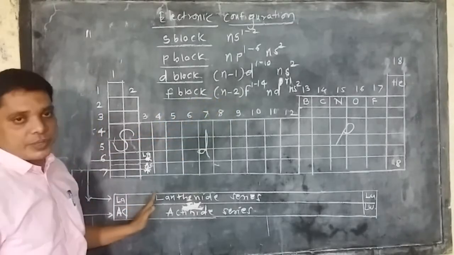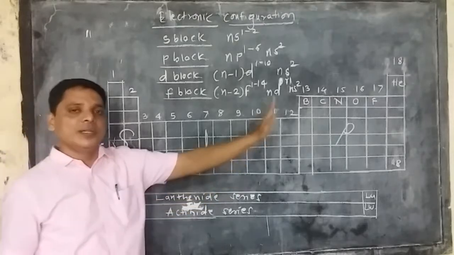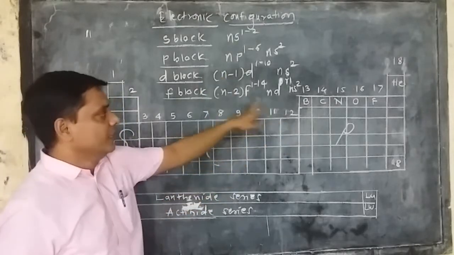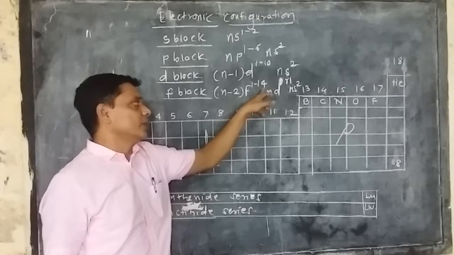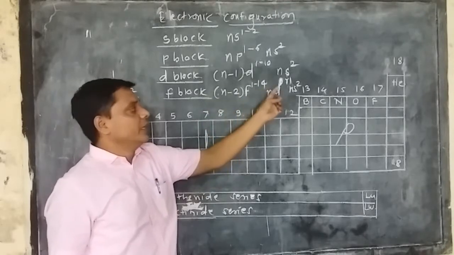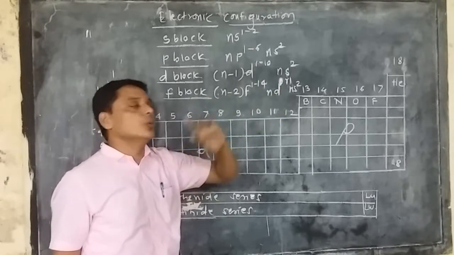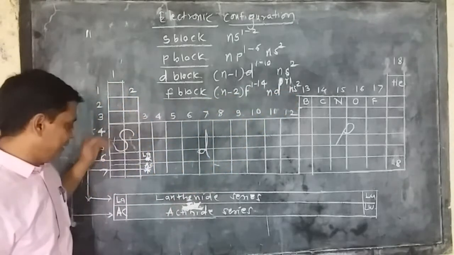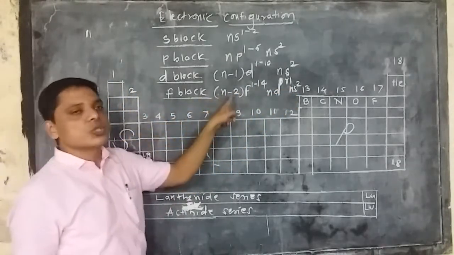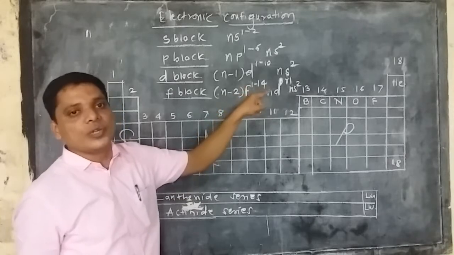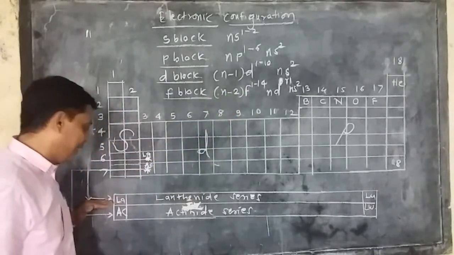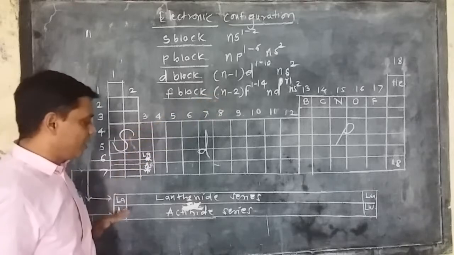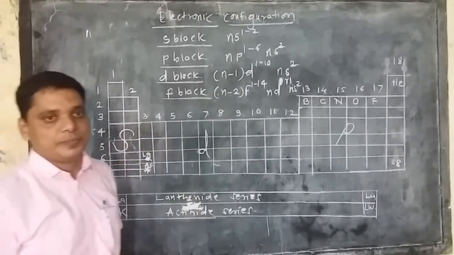But next are cerium, praseodymium, neodymium, promethium, samarium, such elements, which contain at least one electron in the F orbital. D sometimes may be 0, sometimes may be 1, and then ns2. And you can get this as (n-2)f 1 to 14. So the 4f series is for lanthanides and the 5f series is for the actinide series.